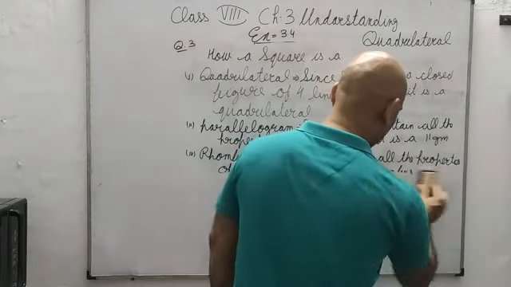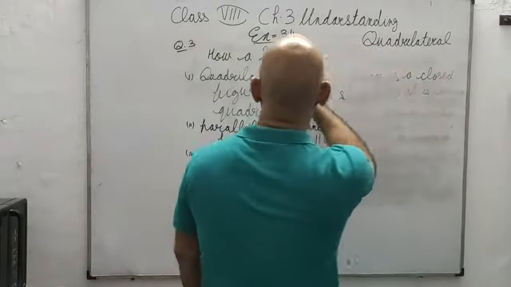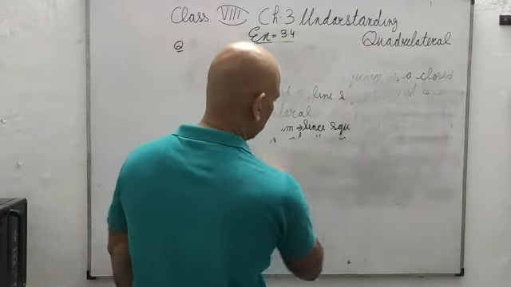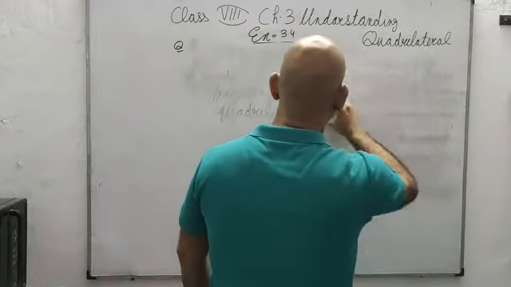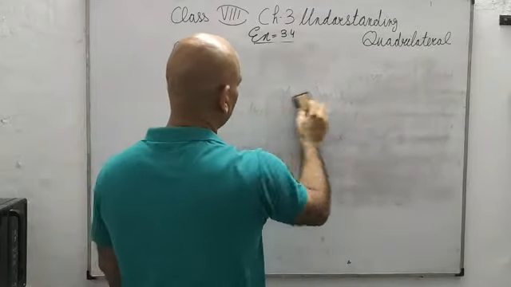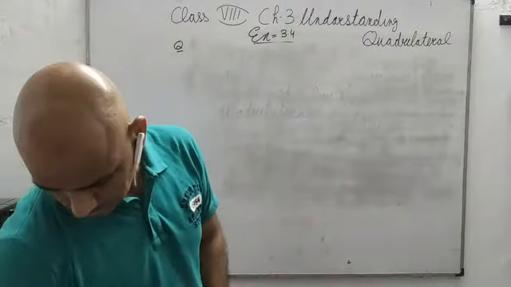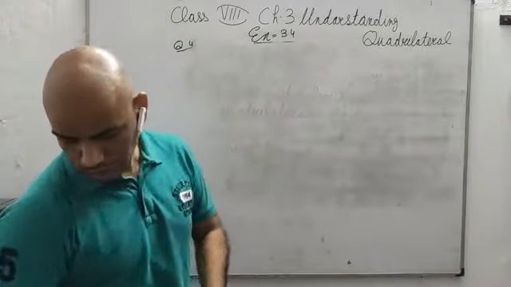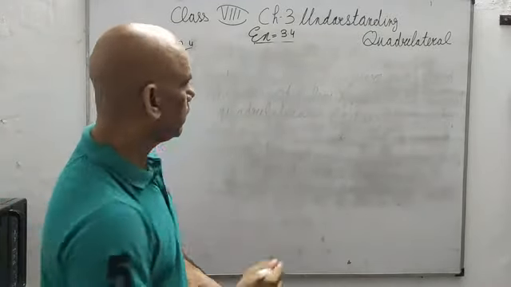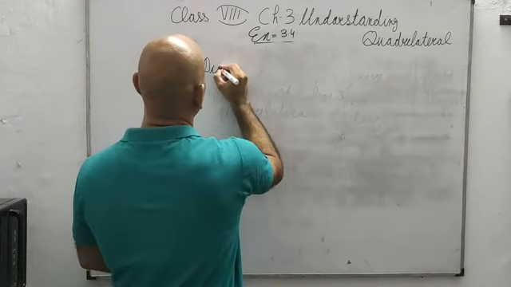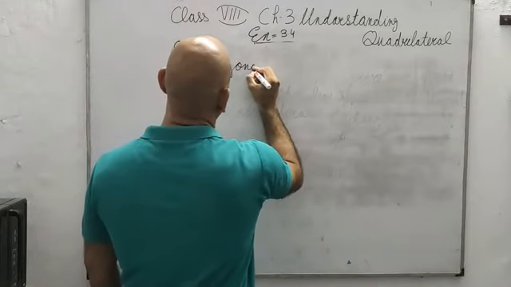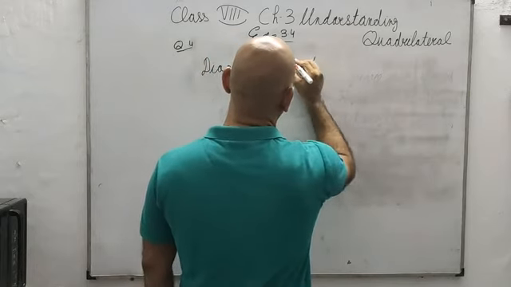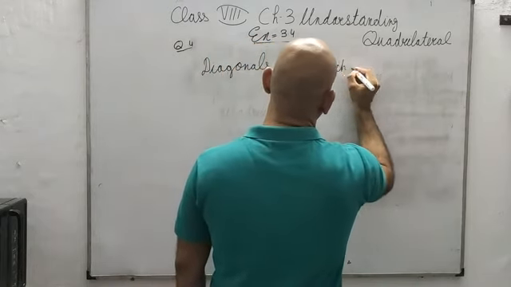Okay. Now, let me solve question number 4 for you. What is question number 4 saying? Name the quadrilateral whose diagonals bisect each other.